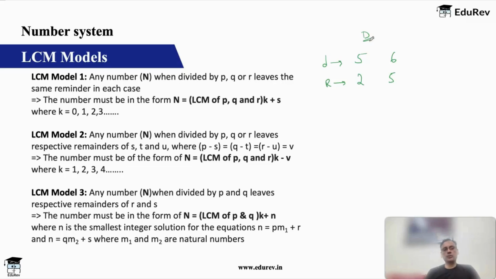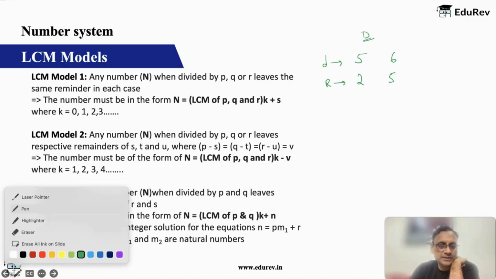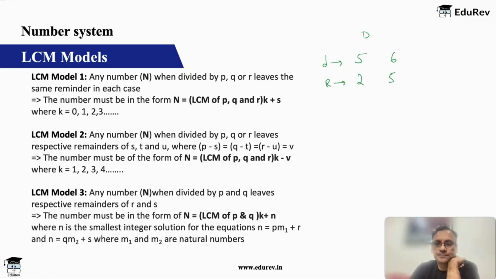Now here no formula will work. Here we work from basic concepts, first principles. Okay, I have to find the dividend here. So let's understand what will be my dividend.